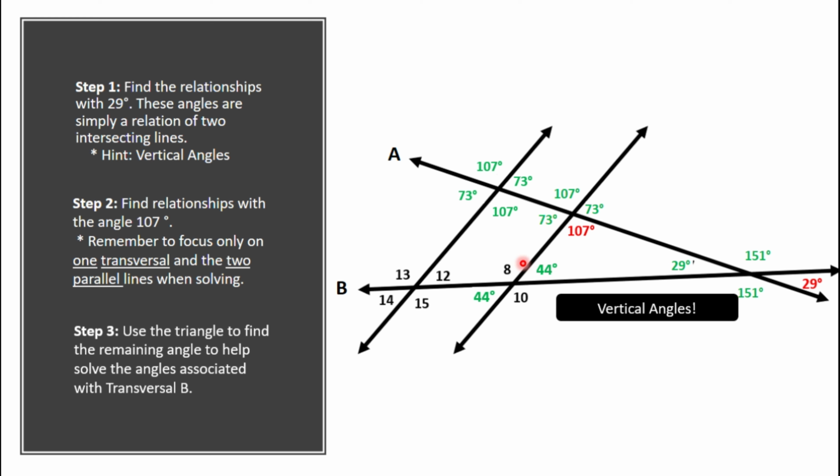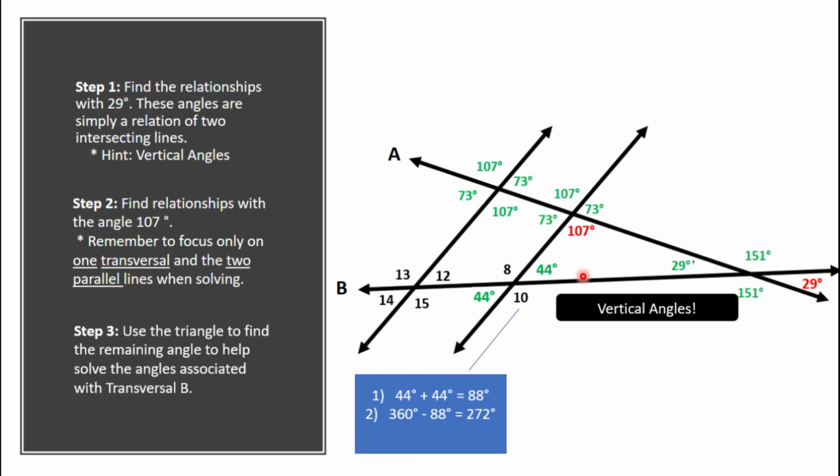Angles 10 and 8 are also a vertical angle pair. Using the same steps that we used before, knowing that an intersection between two lines creates 4 angles that equal 360 degrees, we can solve this. So 44 plus 44 is equal to 88. 360 subtracted by 88 degrees is equal to 272. Now divide that by 2 to get the angle for each. So that's 136 degrees.